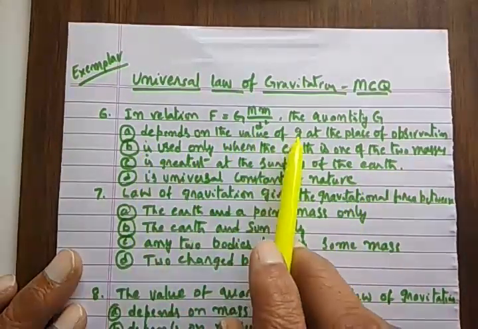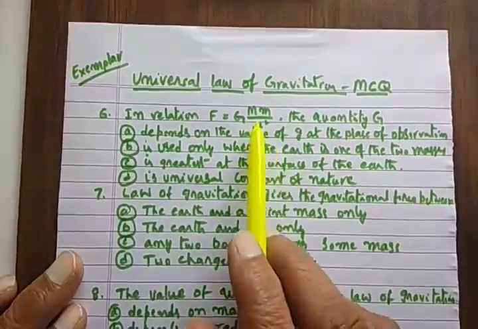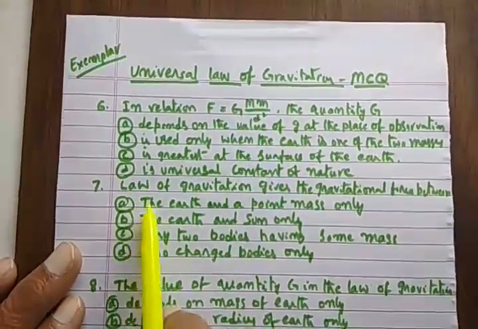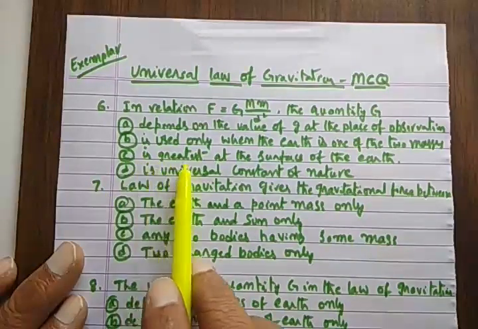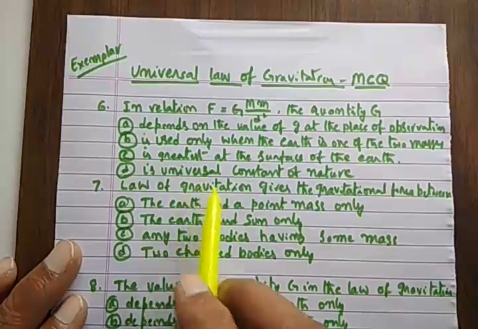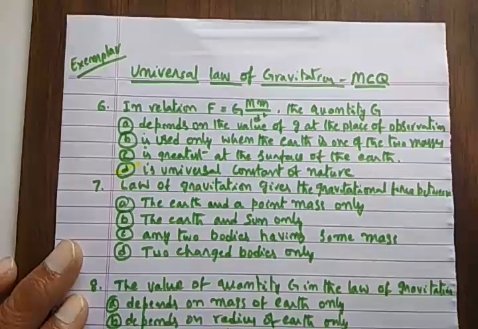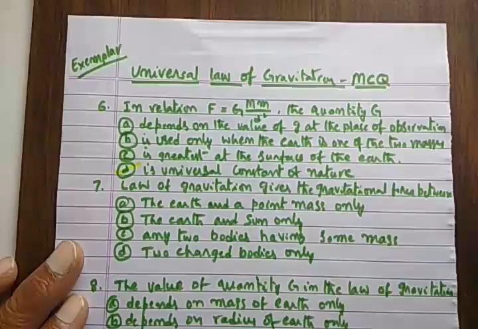It is not depending on g, so this is wrong. We are not using Earth as one of the masses, so this is also wrong. This we have not studied so far, is greatest at the surface and all. So this we have studied, is universal constant of nature. It is a constant. So D is the correct answer.